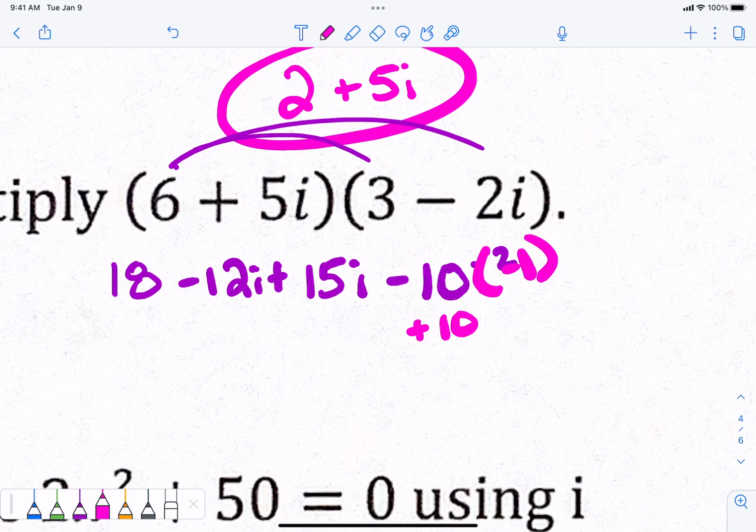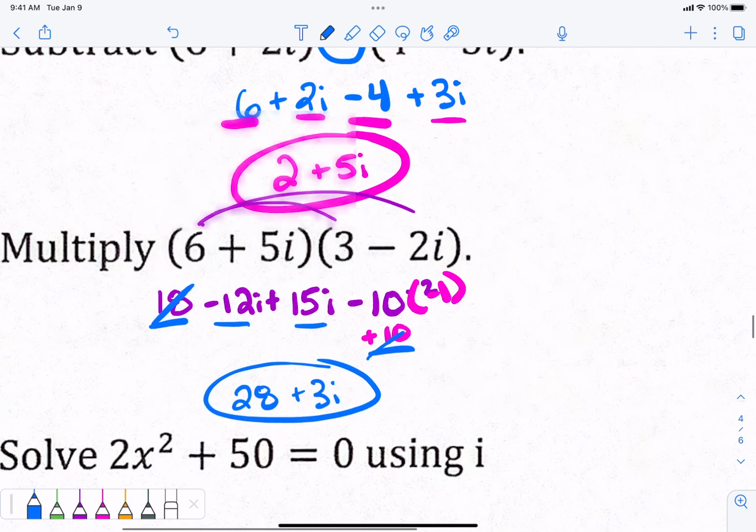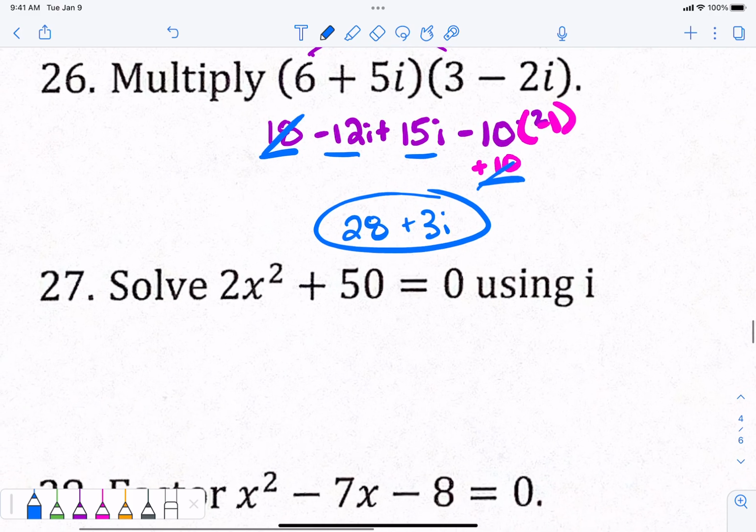Okay, then we combine like terms. So 18 and positive 10 makes 28. And then negative 12 and 15 makes plus 3i. I don't know, I hate negatives. Yeah, negatives are tricky. Okay, happy with that? Yeah.